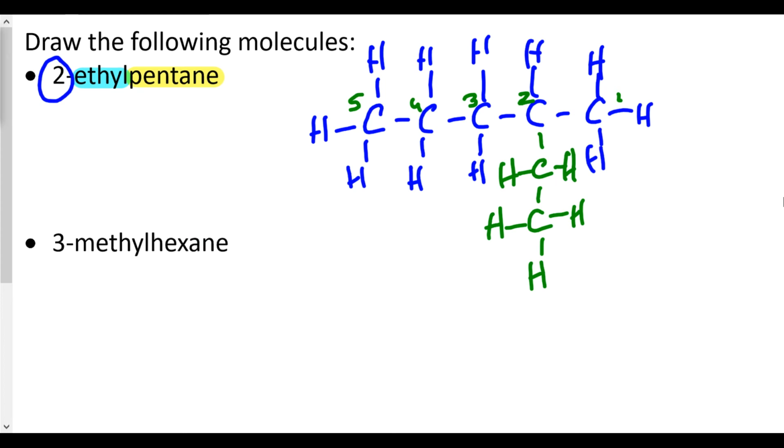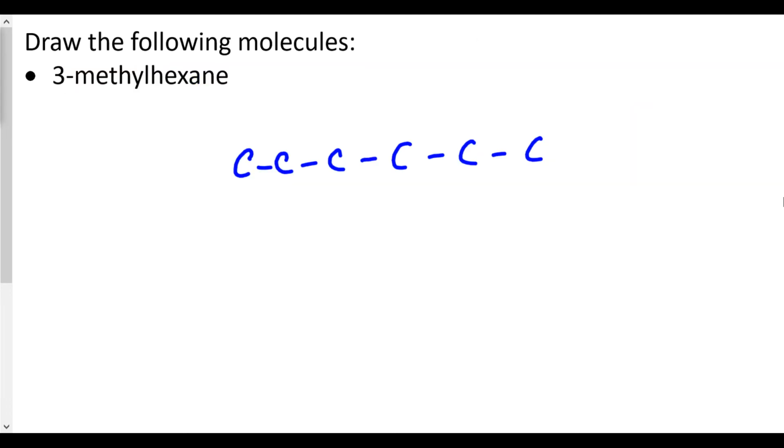Let's try to draw 3-methylhexane. So if it's hexane, first thing I would do is, since it's hex, I would draw 6 carbon. Since it ends with ANE, I'm going to attach all carbons with a single straight line. Again, it is extremely important for you as a beginner to draw everything in a single straight line.